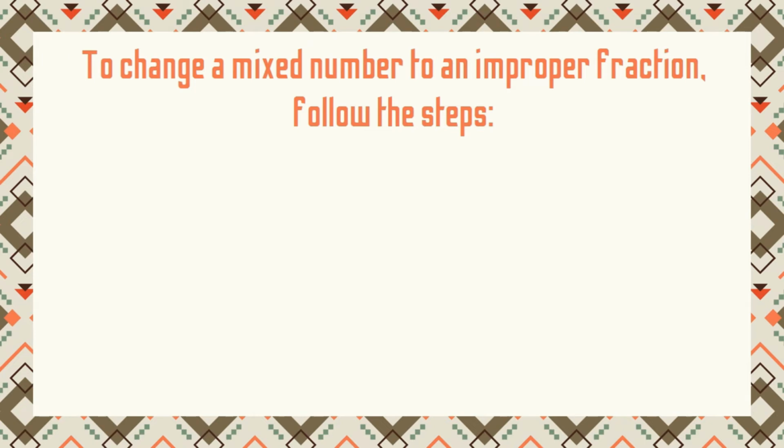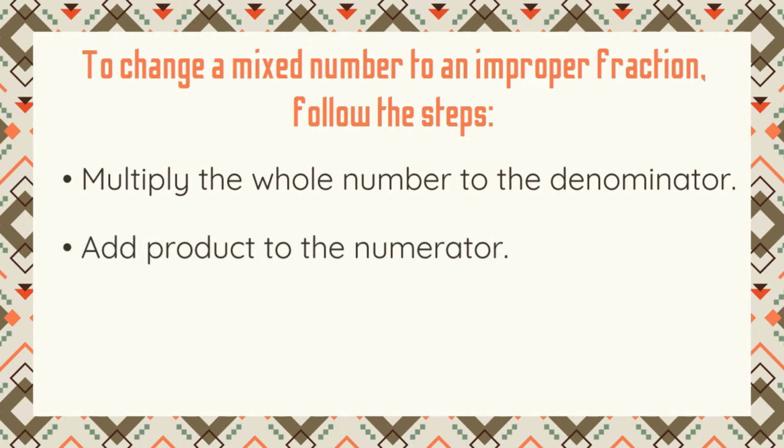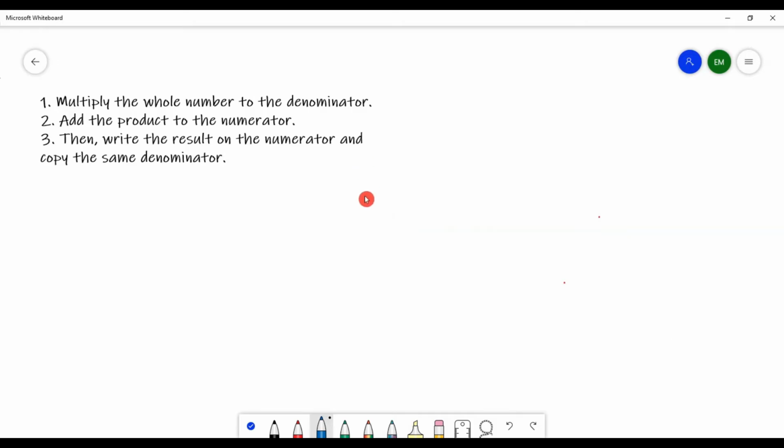To change a mixed number to an improper fraction, follow the steps. Multiply the whole number to the denominator. Add product to the numerator. Then, write the result on the numerator and copy the same denominator. So we have the given mixed number 3 and 2/5. 3 is our whole number, 2 is our numerator, and 5 is our denominator.